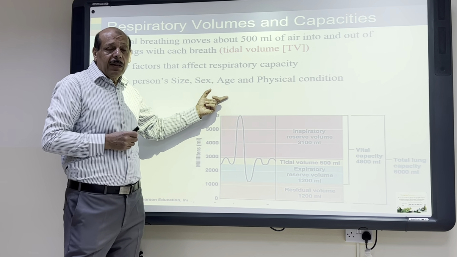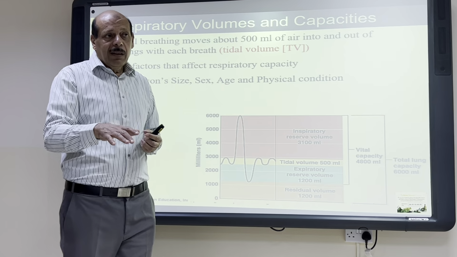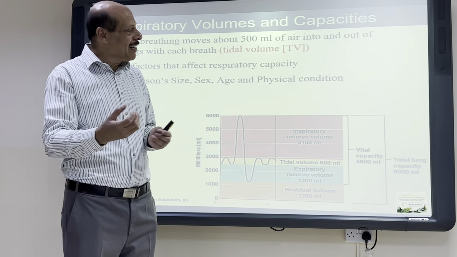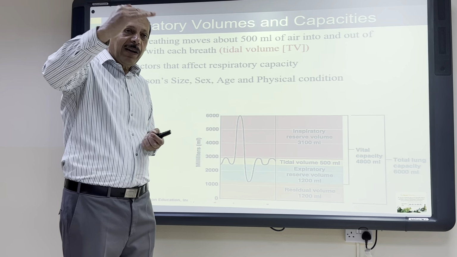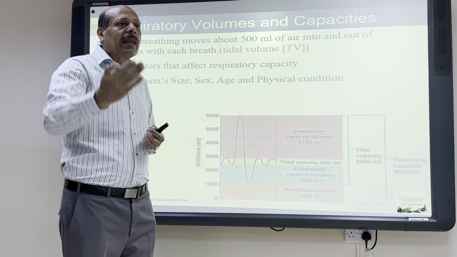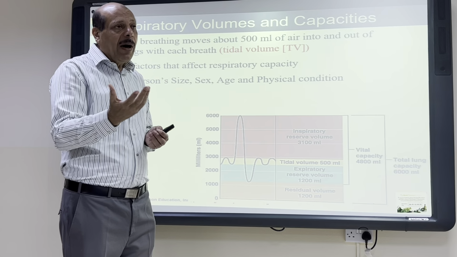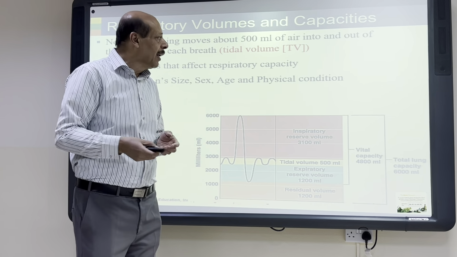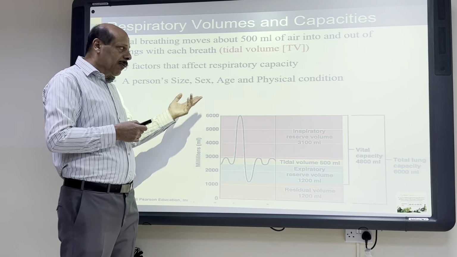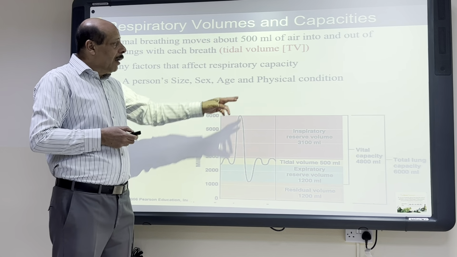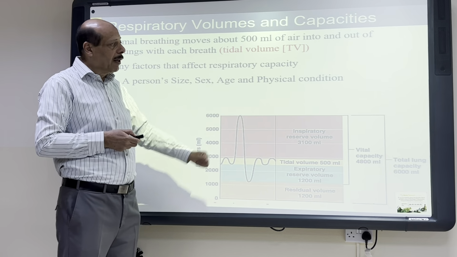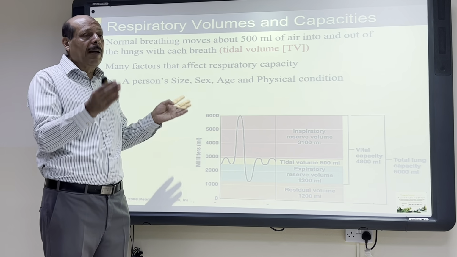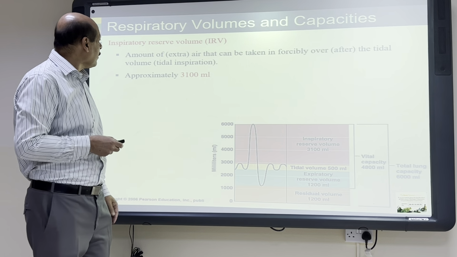According to age, in children, the lung is small, so the capacity is less. By growing up, the capacity will increase. By aging, sometimes there is some decline of the capacity and the function of the lung, so it might be affected. And the physical condition of the person. So all of those factors will affect the capacity of the lung.